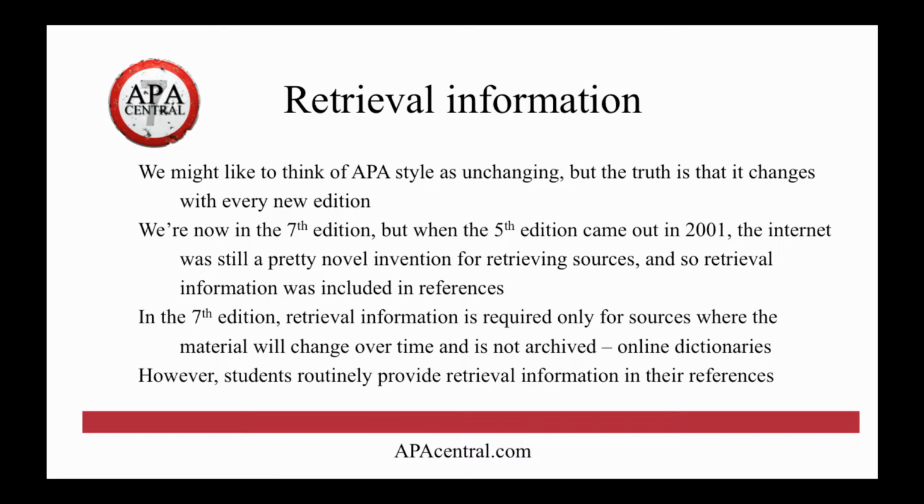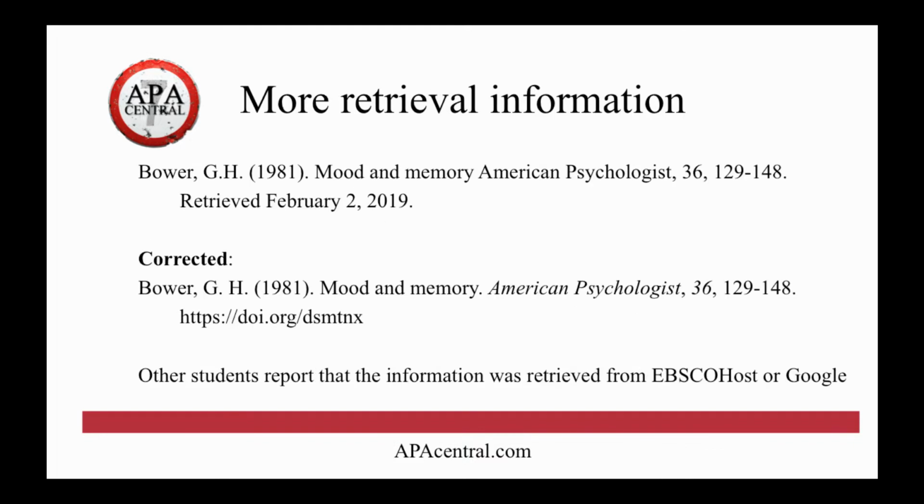And so therefore they modified it in the 6th edition, and they've modified it again in the 7th edition. So that in the 7th edition, retrieval information is required only for sources where the material will change over time and is not archived. And so this really just means online dictionaries, because even something like Wikipedia is archived. And so theoretically, you could go back to the source that a particular person used in their paper. But again, you shouldn't use Wikipedia in your papers. Students routinely provide retrieval information in their references.